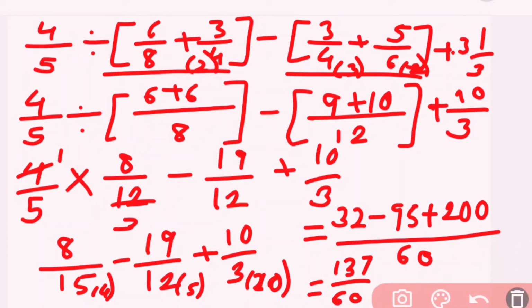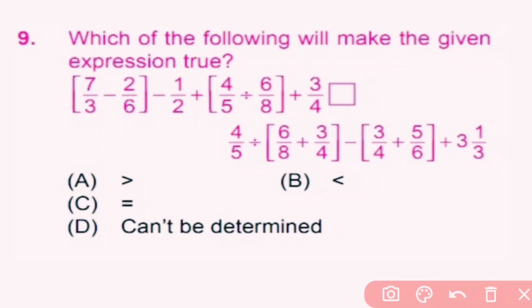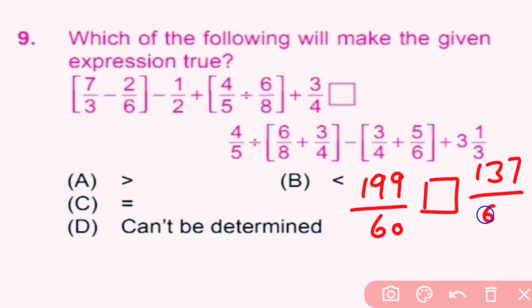So here the right hand side is 137 by 60. Now here our left hand side is 199 by 60 and the right hand side is 137 by 60. So 199 is greater than 137. So here A is correct.